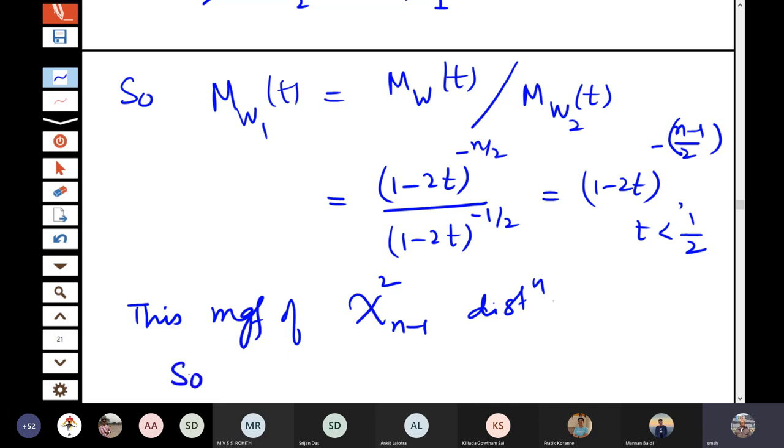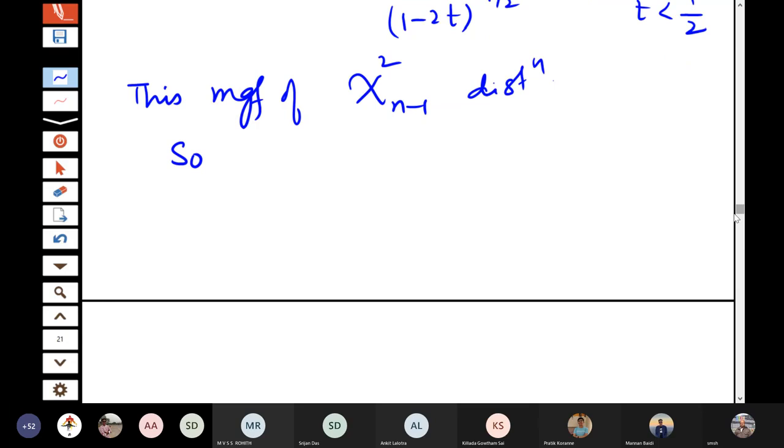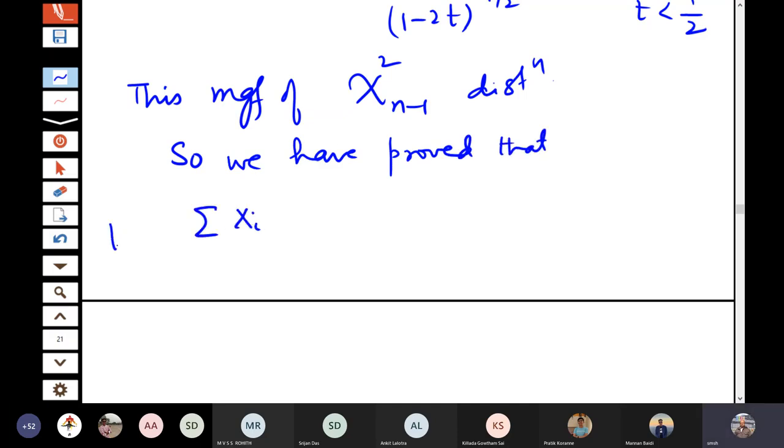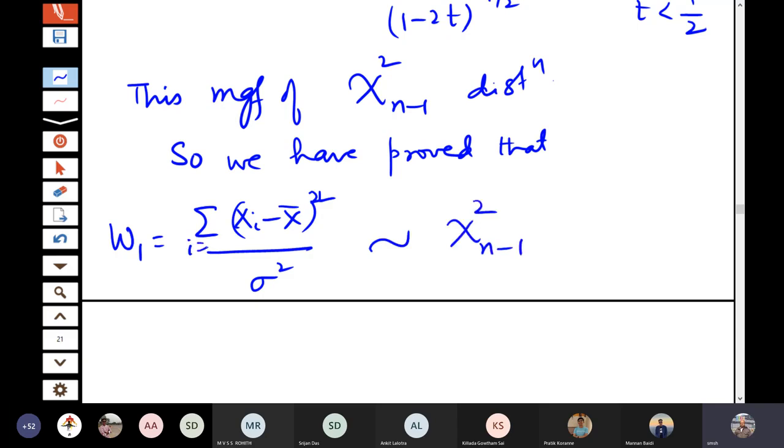So we have proved that sigma (xi minus x bar) square by sigma square, that is W1, follows chi-square distribution on n minus 1 degrees of freedom.